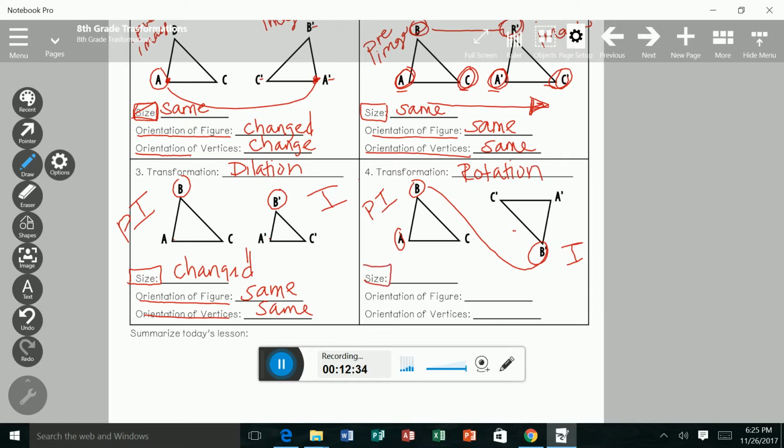So the size is still the same size. My orientation, that has changed. The vertices aren't in the same spot anymore. And then the orientation of the vertices, I'm going to say that they go from here to here. They change.